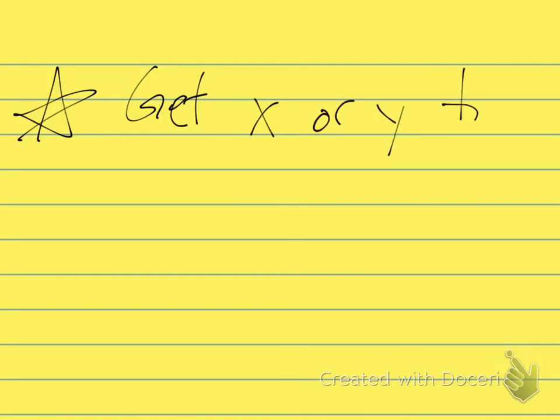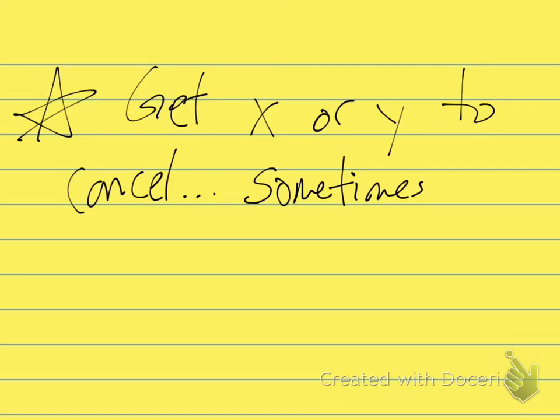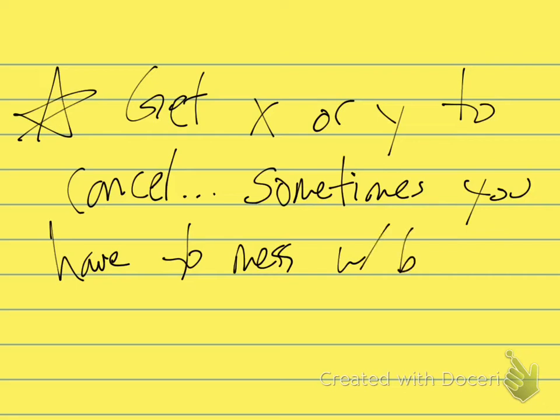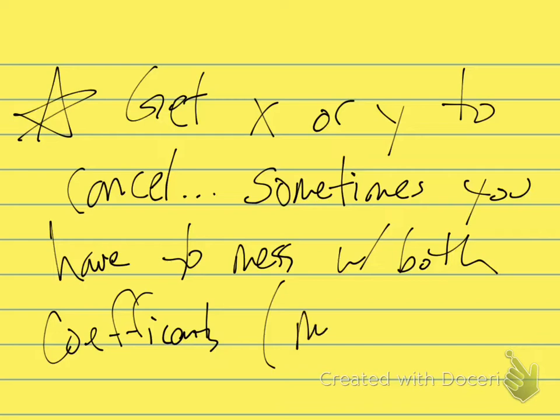So big ideas. Get x or y to cancel. Is that how you spell cancel? Whatever, that's how I'm spelling cancel right now. Get x or y to cancel. And then sometimes I have to mess with both coefficients. And we're going to do that through multiplying or dividing everything in the whole equation.